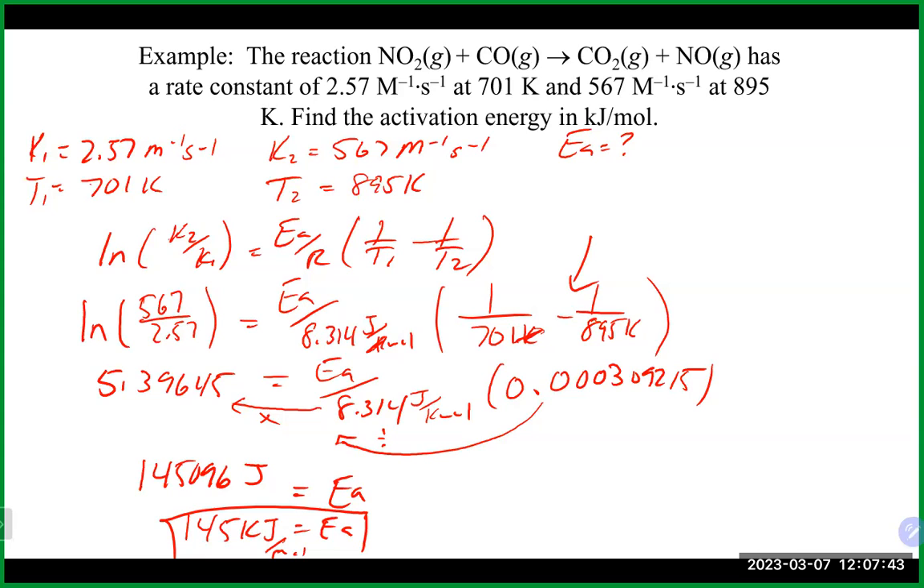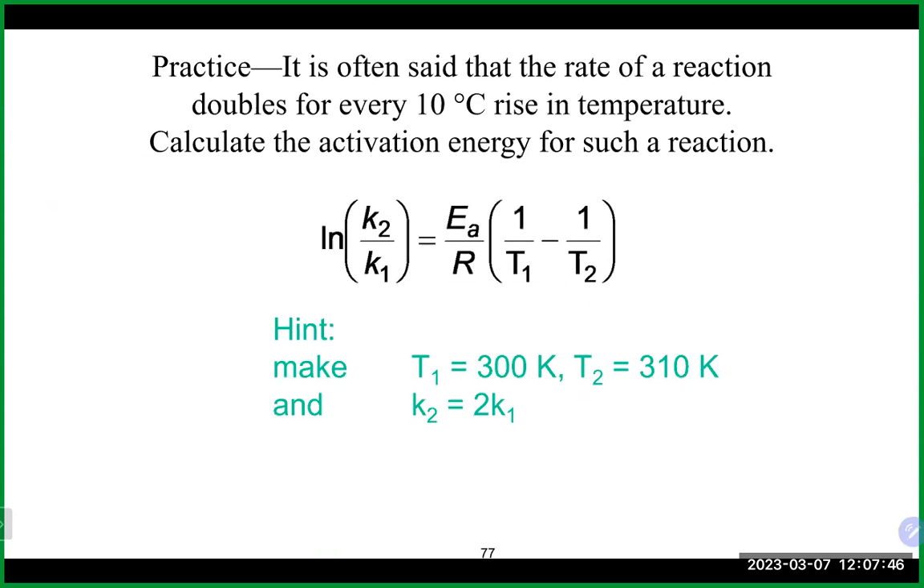Okay, let's take a look at another one here. It's often said, as we talked about earlier, that the rate of a reaction will double if you raise the temperature about 10 degrees Celsius. Calculate the activation energy for such a reaction. Here you could use that information to help you do it. Helpful hint: this is really a 10-degree difference in the temperature. If you subtract 273 from each of them, it's 27 degrees Celsius and 37 degrees Celsius. So that's the 10-degree Celsius difference.